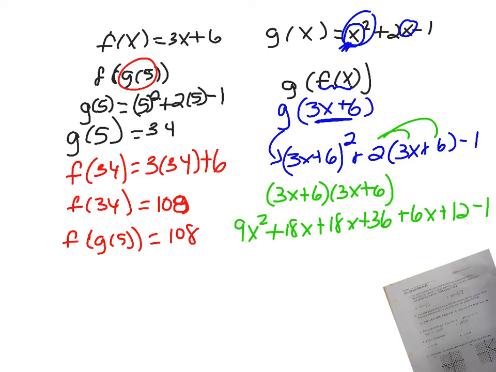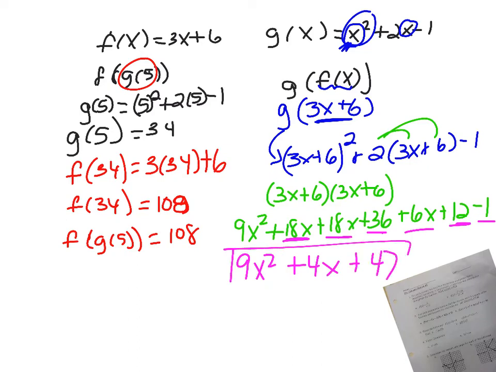So now I'm just going to clean this up. So I get 9x squared, 18x plus 18x is 36x, plus 6x is 42x, and then 36 plus 12 is 48, minus 1 is 47. So this would be my final answer. All right, let's take a look at 4.